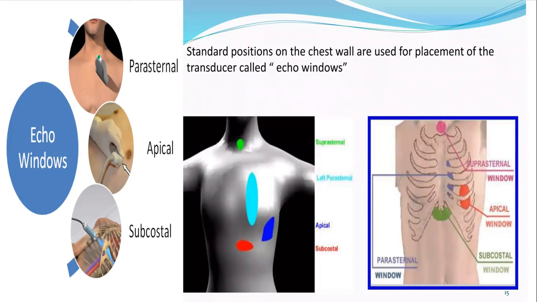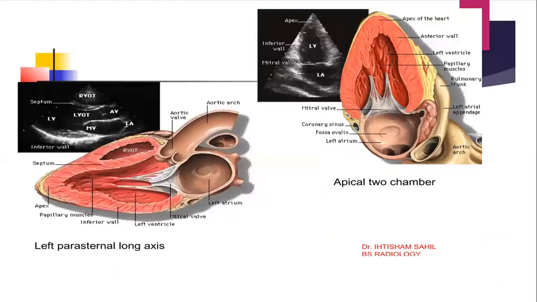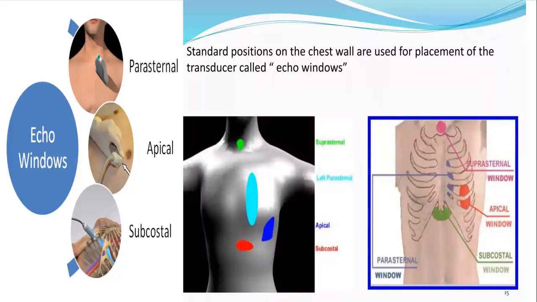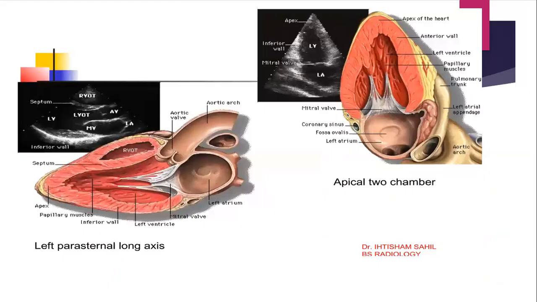So these are various points, we call them echo windows. You have the suprasternal, which just means above the sternum. Then you have the left parasternal, the apical and the subcostal. Subcostal is used for measuring the inferior vena cava movements. Apical is the best one, which can show you the long axis and the short axis, and the suprasternal is for checking the interventricular septum. So those are the various types of windows.